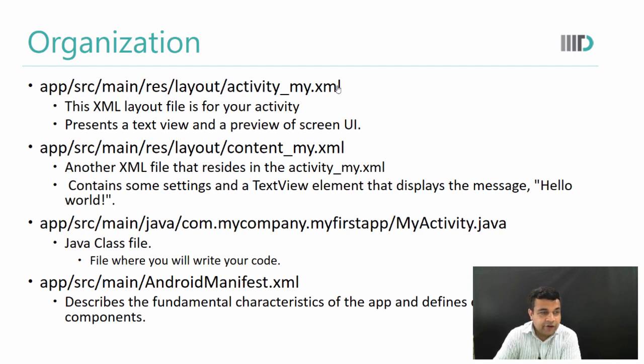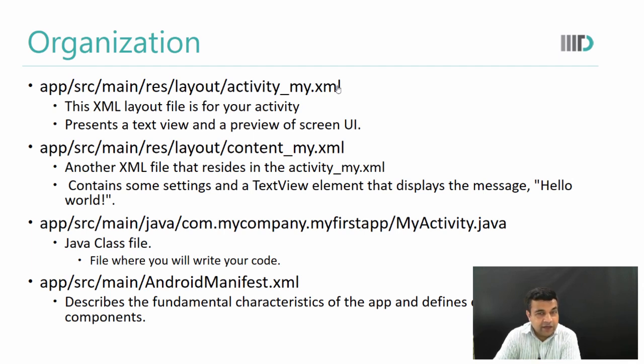The second file related to my layout is content_my.xml. This file again contains some settings, and this file also contains the text view element that is currently displaying you Hello World. This text view element is available directly from Android whenever you choose basic activity, and that's why you can see a Hello World message even if you have not written it.